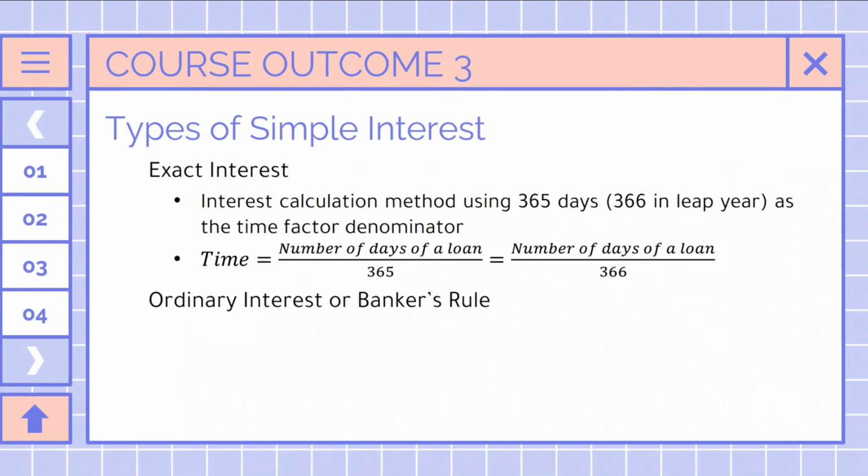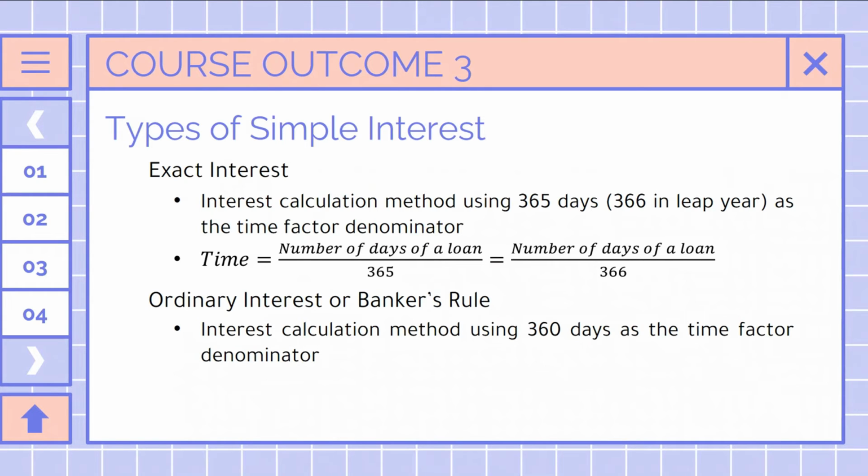Next is the ordinary interest, also known as the banker's rule. It is the interest calculation method using 360 days as the time factor denominator. So to calculate for the time using ordinary interest, it is the number of days of a loan over 360. Number of days of a loan over 360.